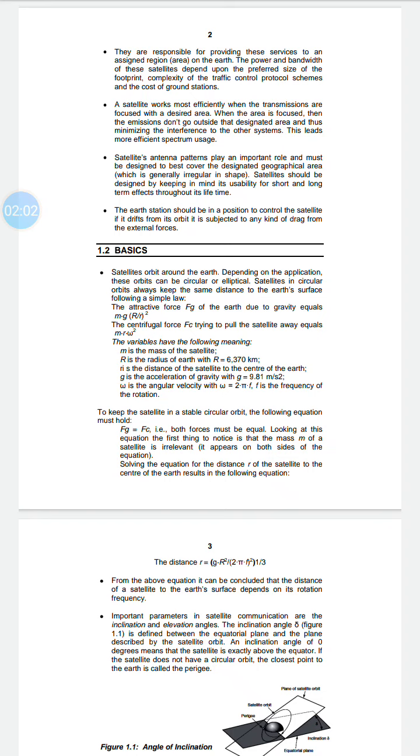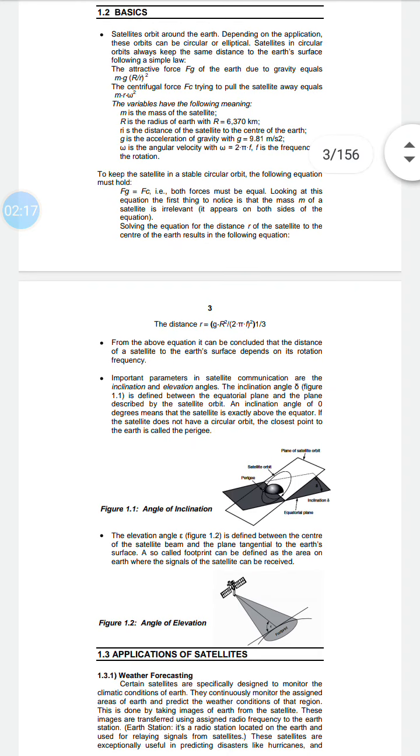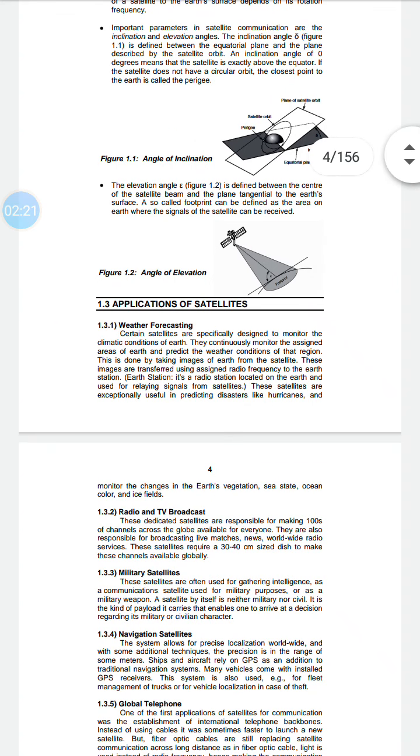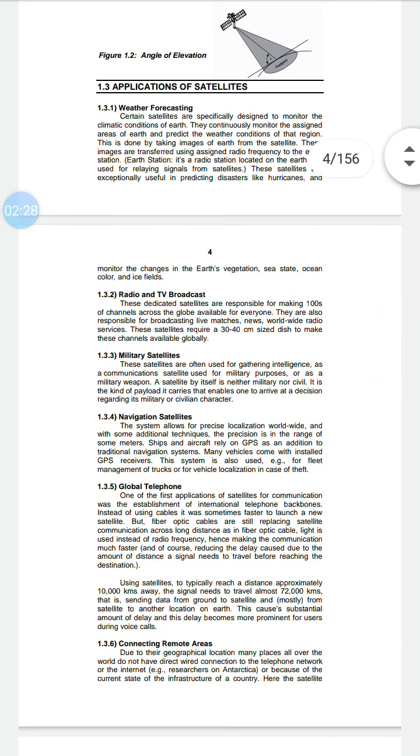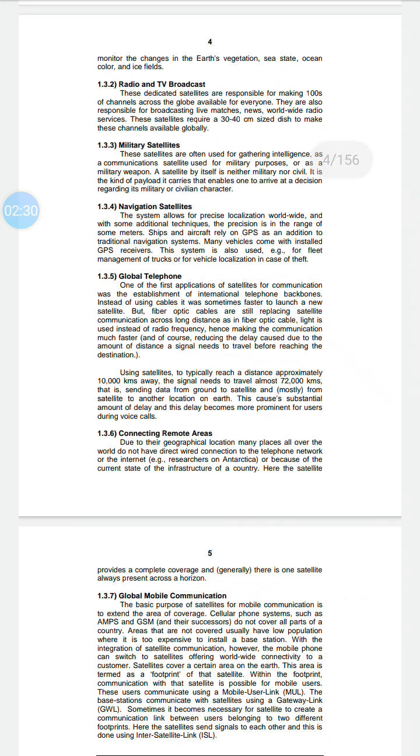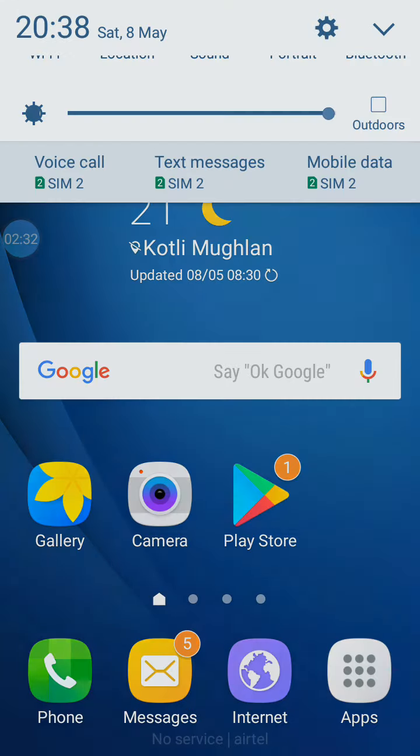Satellites orbit around the Earth depending upon the application. These orbits can be circular or elliptical. Whenever you study satellite communication, you have these orbit types. The applications of satellites are weather forecasting, radio and TV broadcast, military satellite, navigation, global telephone communication, and global mobile communication.